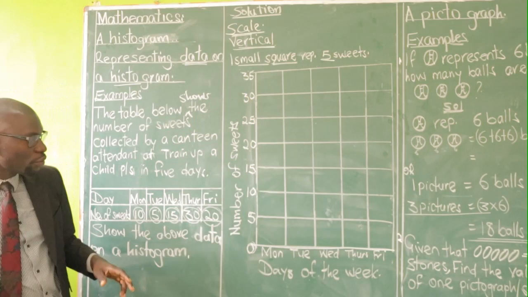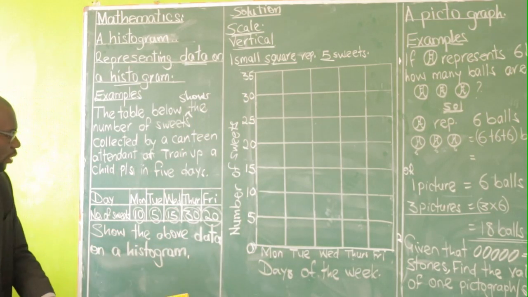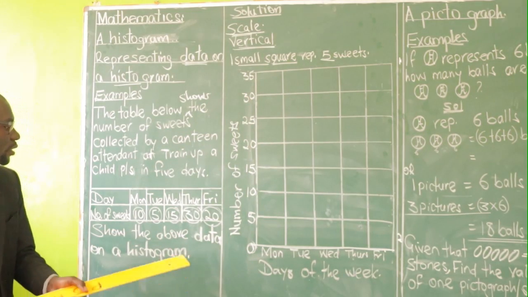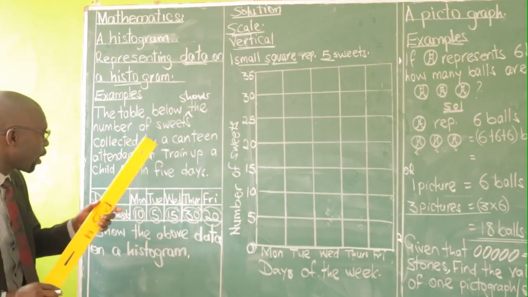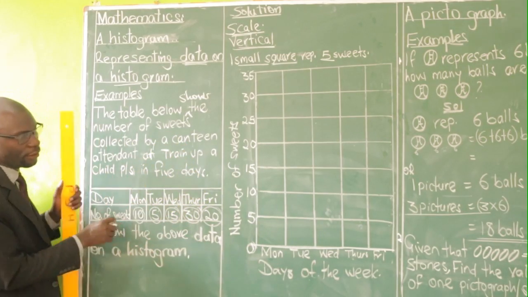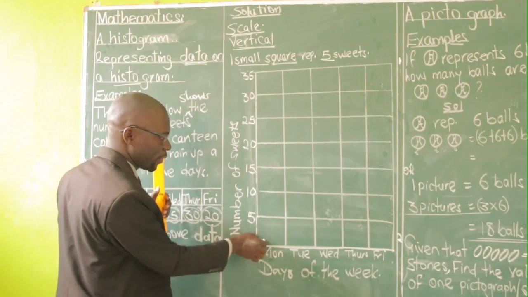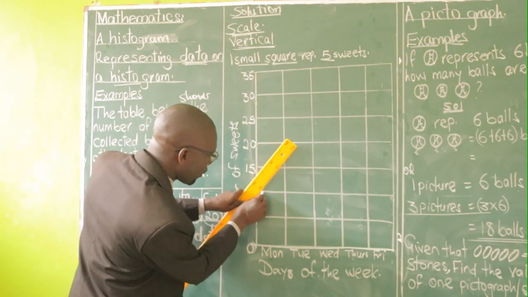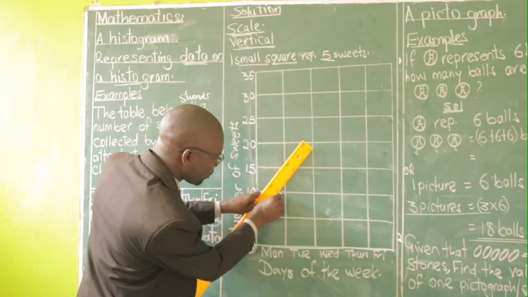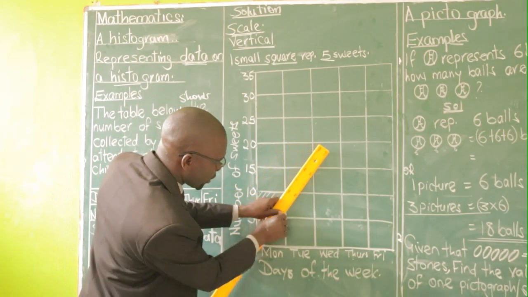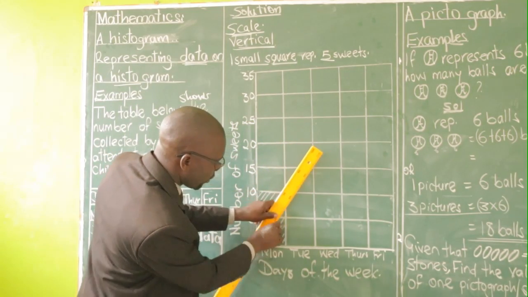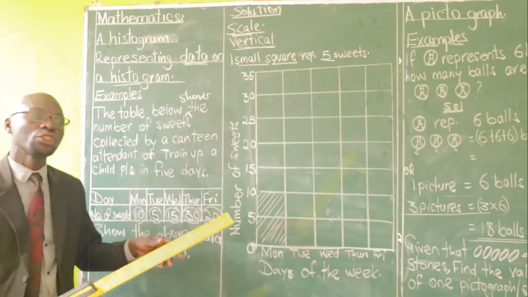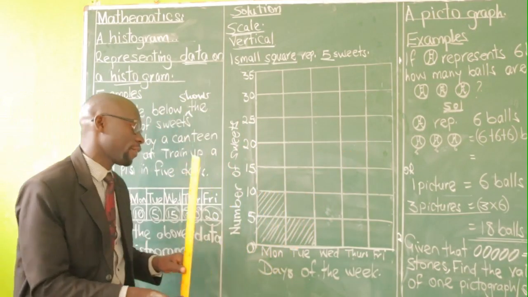Now, we are going to look at, on Monday, how many sweets did this attendant collect? On Monday, how many? They were 10. So we have to come and say, where is 10? This is 5, 10. So we have to shade properly. On Monday, this attendant collected 10 sweets. And then on Tuesday, we have to shade properly there like that.